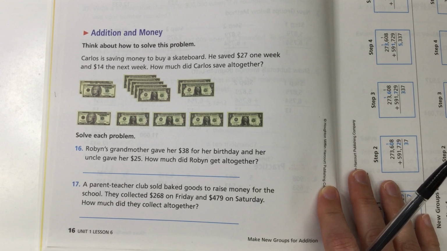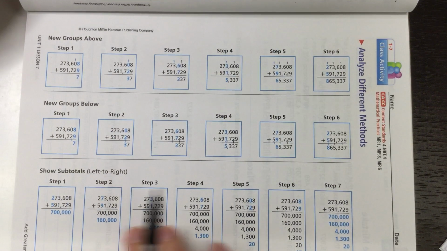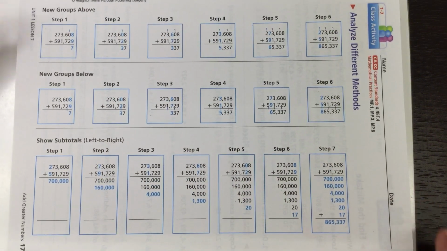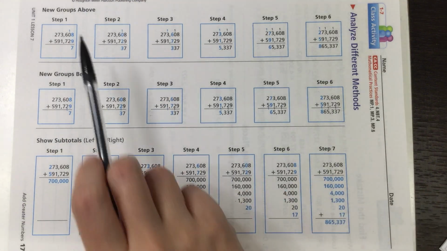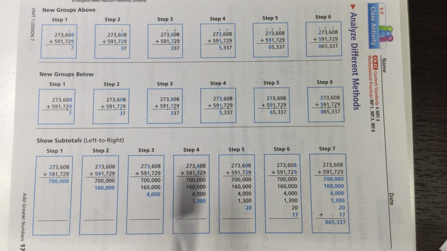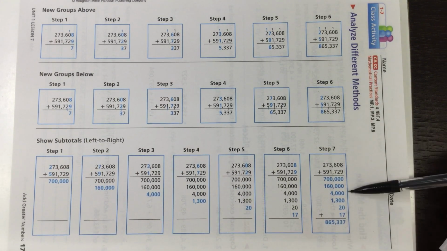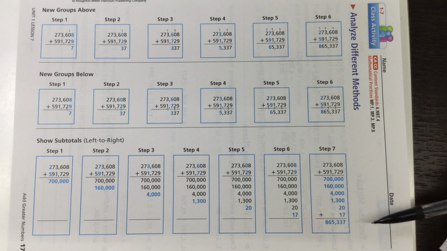Now, like I told you, we're also looking at lesson 7 today because lesson 7 just basically extends this. Look, they had to do it on the side. There's so much going on this page. This is page 17. And you can see that they're using new groups above method, new groups below method, and showing the subtotals method. So this is all the same. It's just that we're getting larger numbers. So instead of having numbers that have 4 digits, we now have 6 digits.